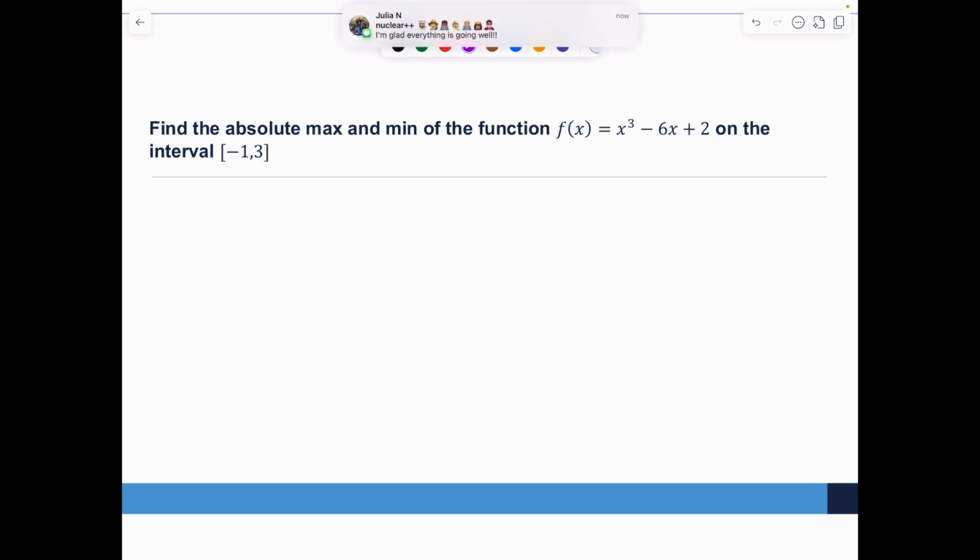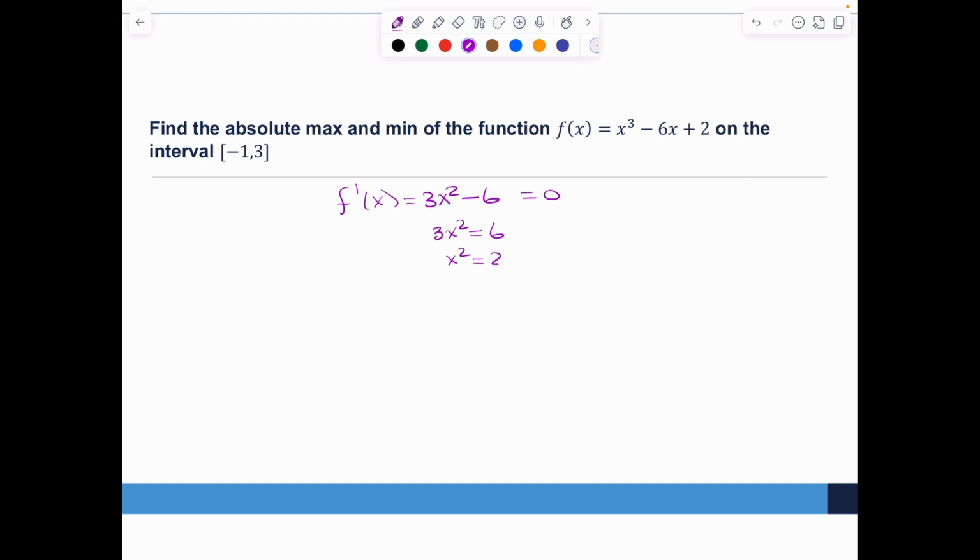I want the absolute maximum and minimum for this function on this interval. The first thing we're going to do is find the critical numbers. To do that, just like before, take the derivative, 3x squared minus 6, set that derivative equal to 0, and solve for x. So 3x squared is equal to 6, x squared is equal to 2, which means that x is equal to plus or minus the square root of 2.